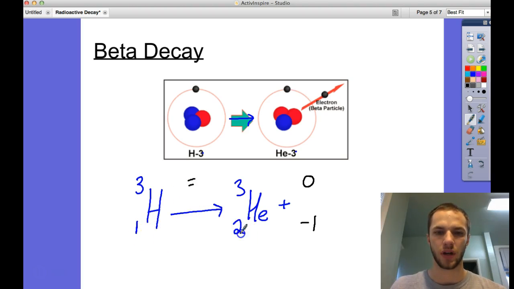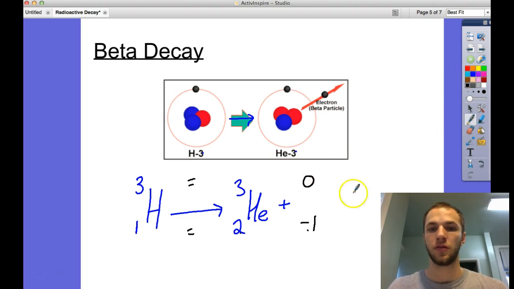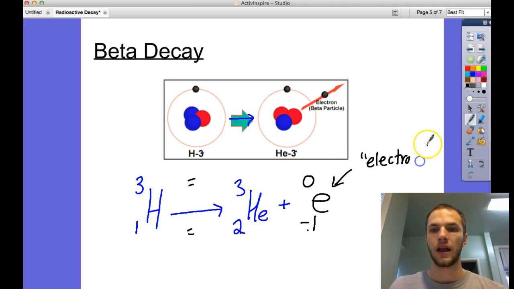Or just think of it this way: 2 minus 1 is equal to 1. So what is the name of a particle that has no mass? The name of a particle that has no mass is an electron. So we'll just abbreviate that with an E. So in beta decay, an electron is released.